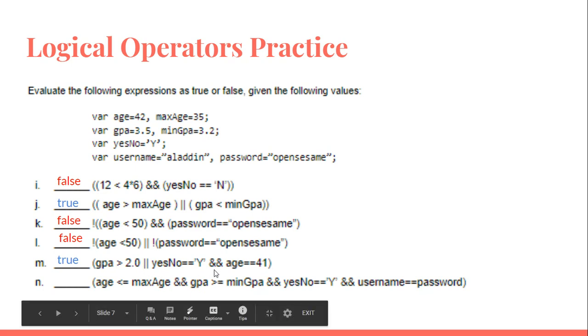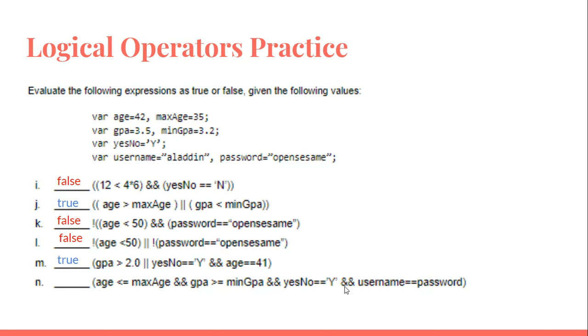Finally, I've got this whole string of ands going across here. And the first one says age is less than or equal to max age. Well, 42 is not less than or equal to max age. This becomes false. And since everything in here is an and, we immediately know that the whole statement is false. We don't have to look at anything else, and that's called short circuiting.